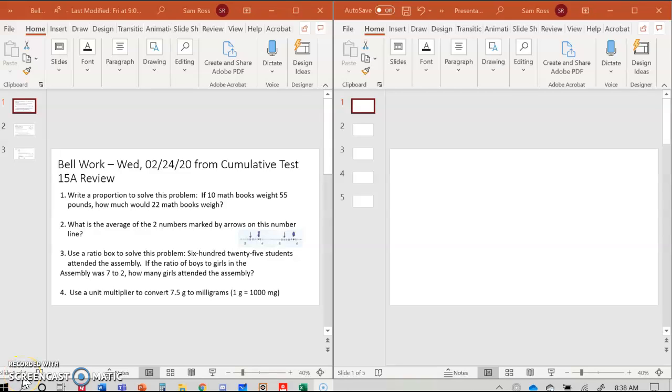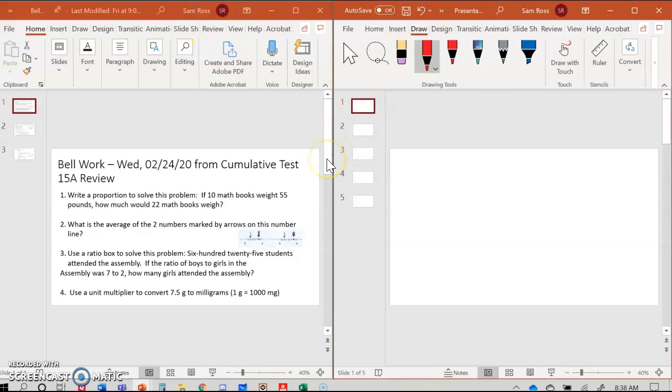Hello, this is Mrs. Ross, and this is the bell work for Wednesday, the 24th. Today you're doing distance learning, so I'm not going to be readily available, so I wanted to go ahead and go through this with you. The file on this side is available to you in the bell work folder in Schoology, and I'm going to work it out on this side. So hopefully that will be helpful.